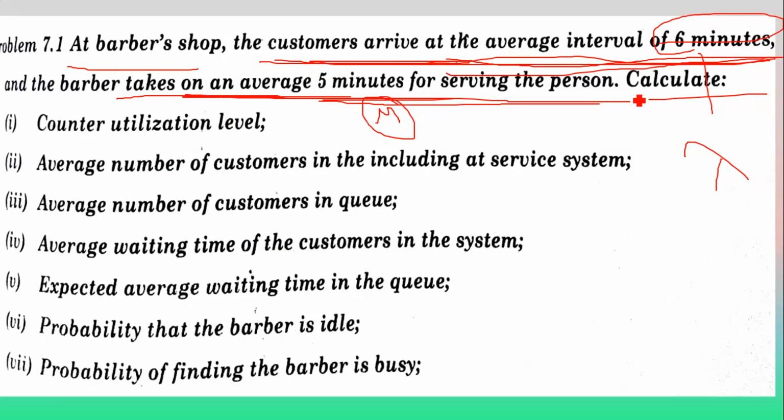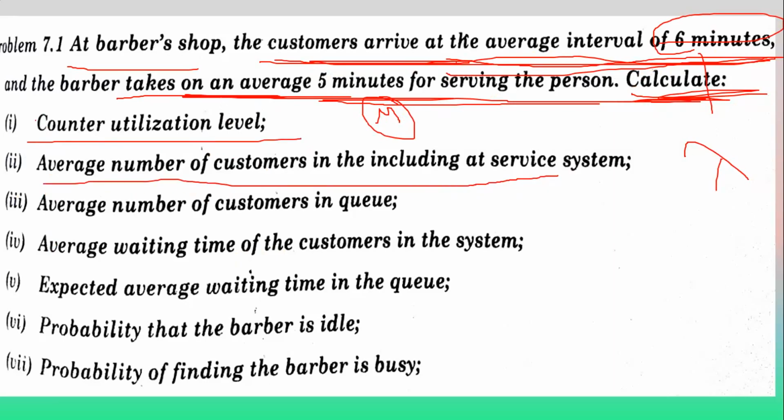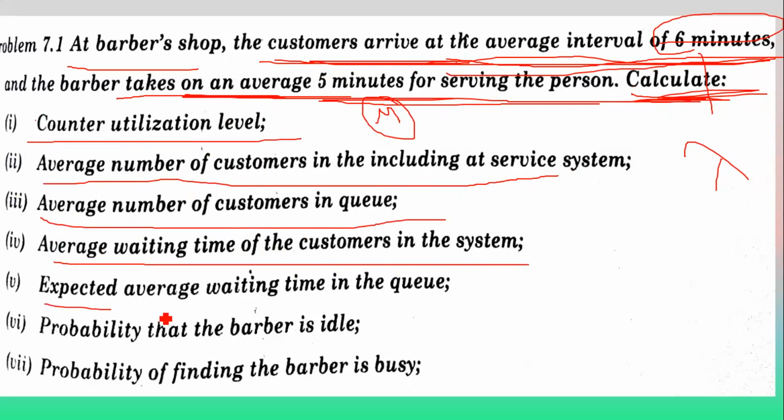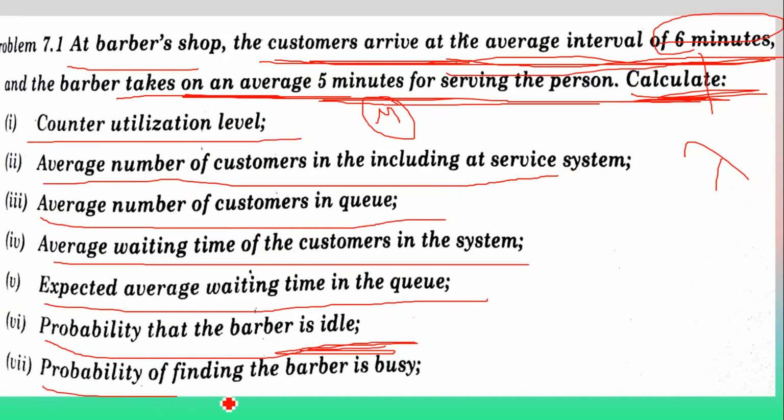Now it is asked that calculate following things. Here there are 7 things you need to calculate: counter utilization level, average number of customers in the system including at service, average number of customers in the queue, average waiting time of customers in the system, expected average waiting time in the queue, probability that the barber is idle, barber is not doing any work, and probability of finding the barber is busy, means probably that barber is doing work, right? So these are all things you need to find out.